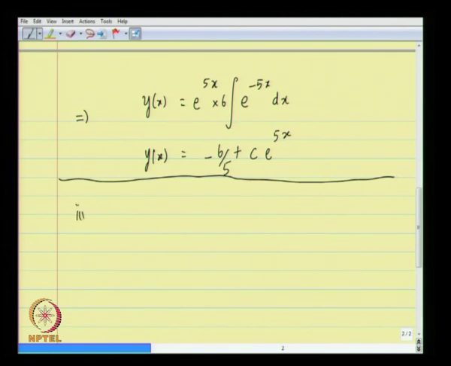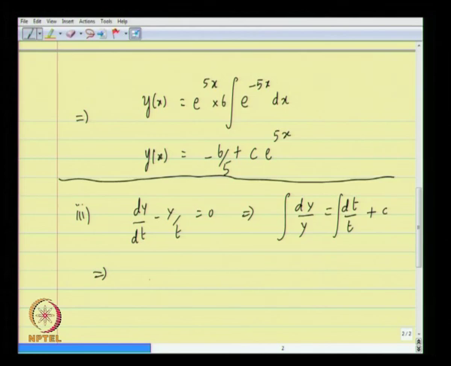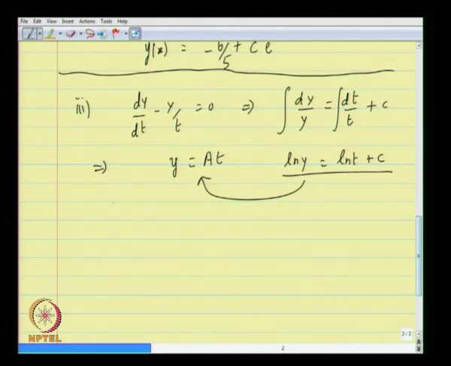The third problem, dy by dt minus y by t is equal to 0, is a separable problem because it is dy by y is equal to dt by t, and then integration gives you a constant. So, you will get y is equal to a t. It is essentially ln y is equal to ln t plus c. So, it is a straight line in t. Okay. So, this is the first set of problems.